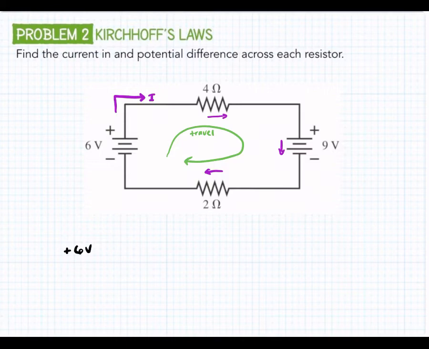Then we get to our next thing, which is the resistor. The resistor, we care about both the current and the direction of travel. When these things are going the same way, we get a minus voltage. When they're going different ways, we get a plus voltage.